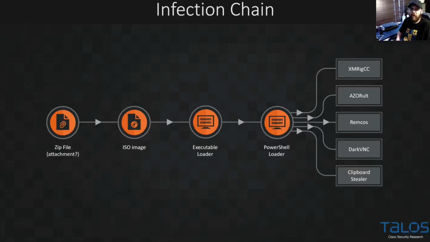So the PowerShell would operate on infected systems, and it was responsible for analyzing the system, determining what sort of parameters it was running within before making a decision as to what additional malware payloads it should deploy on the system. So it had the capability of deploying cryptocurrency mining malware, an information stealer, several remote access Trojans, as well as a clipboard stealer, which I'll talk about in a little bit.